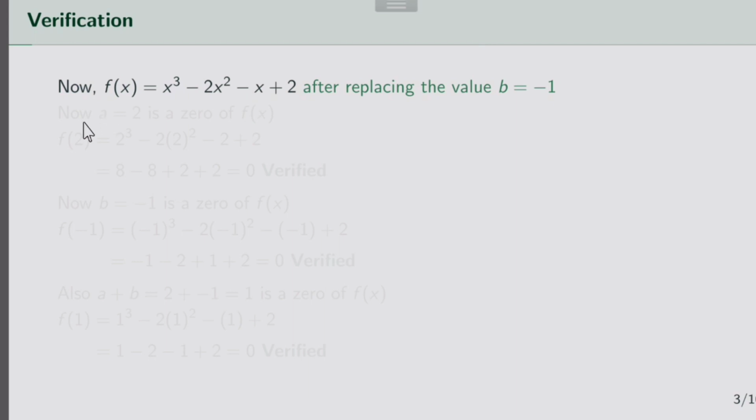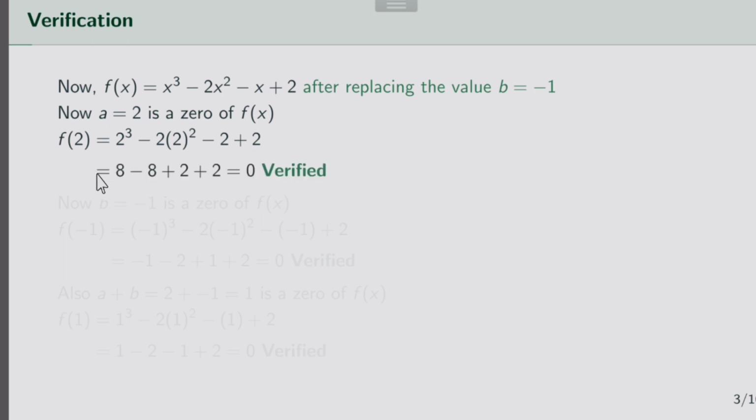Let me verify if in fact a, b and a plus b are the zeros of this polynomial. So let me start. A is 2. Let me check if 2 is in fact a zero of this particular polynomial. So I plug in 2 cubed minus 2 into 2 squared minus 2 plus 2. Then when I do the maths, it gives me 0. Yep, this term is supposed to be negative, so it gives me 0 and it's verified.